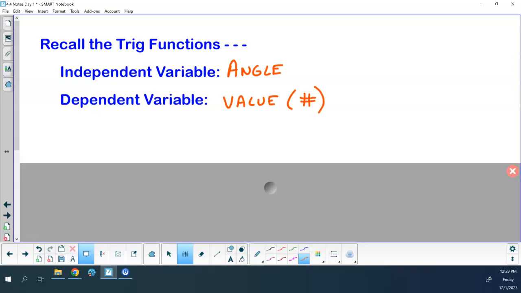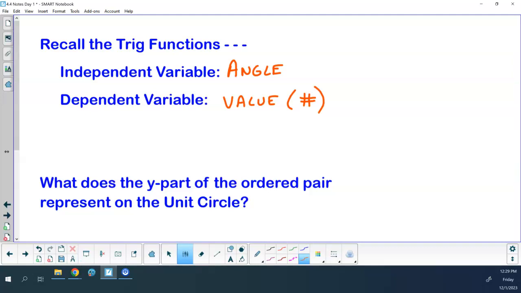Now, let's specifically focus in on one or two of those today. So now let's talk about the unit circle. What does the y part of the ordered pair represent on the unit circle? That's the sine of theta. What does the x part represent? Cosine. That represents cosine. That's going to tie into the sheets that you all grabbed when you came in the room.